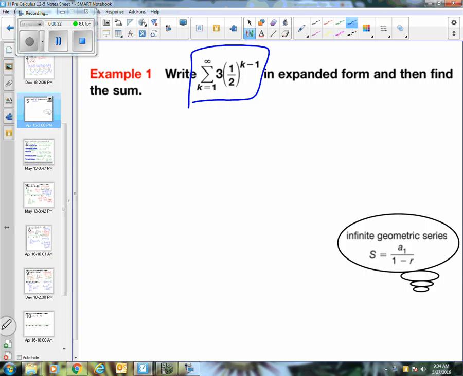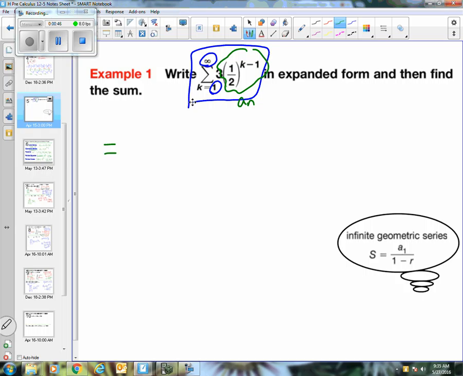So the number on the bottom again is the starting term number. So we're going to start at term number 1. The number up top is the ending term number. In this case, it's an infinite series, so you couldn't actually write the whole series. It goes on infinitely. And then the expression that comes after this is our a_n. This is representing the nth term. It's how we generate the terms in the series.